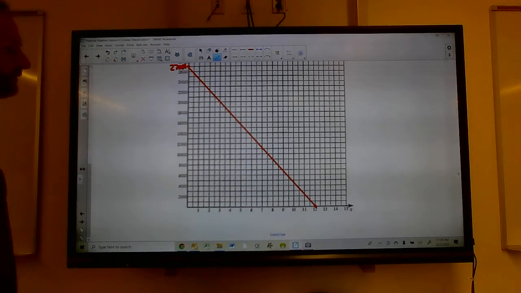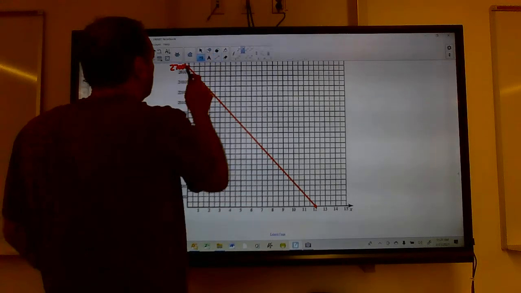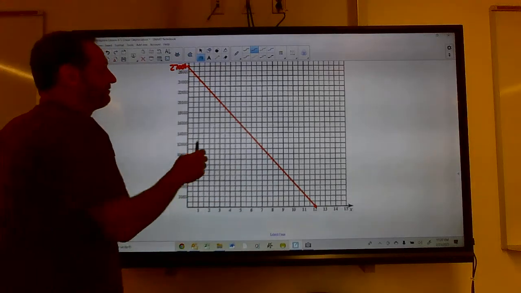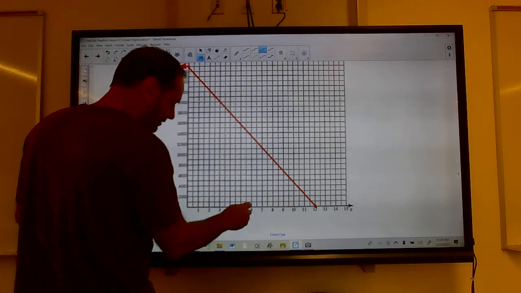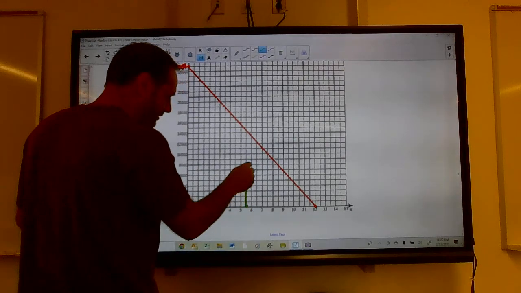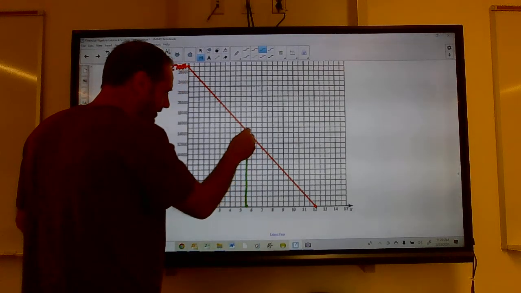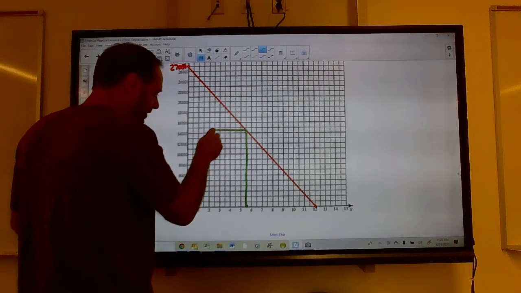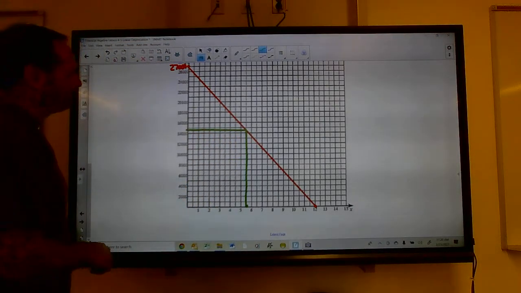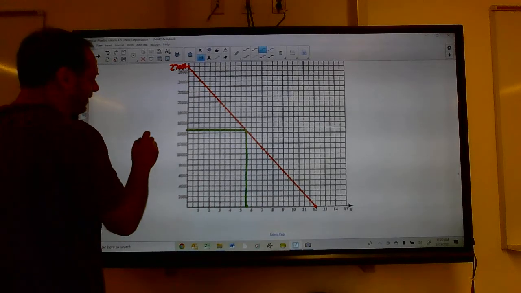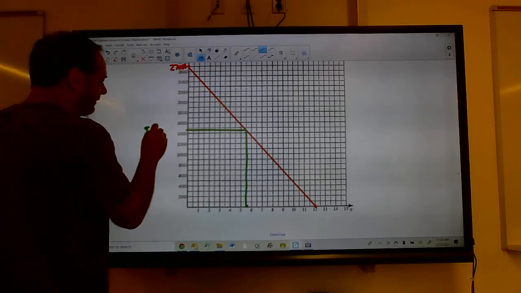Okay? So, if we want to know what that car is going to be worth in 5.5 years, we go along to 5.5 years, and we go up like this, and then we go over like this. So that's between $14,000 and $15,000. So I would say it's going to be worth $14,500.